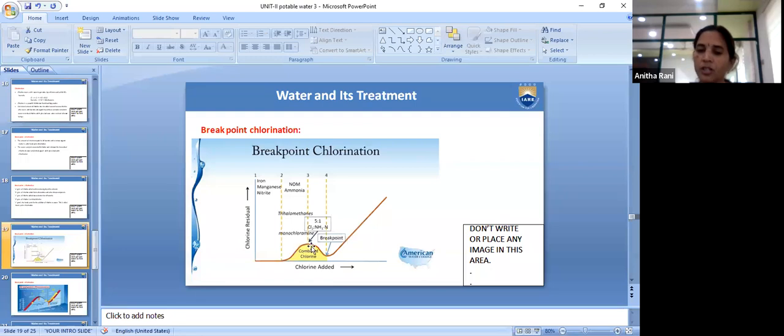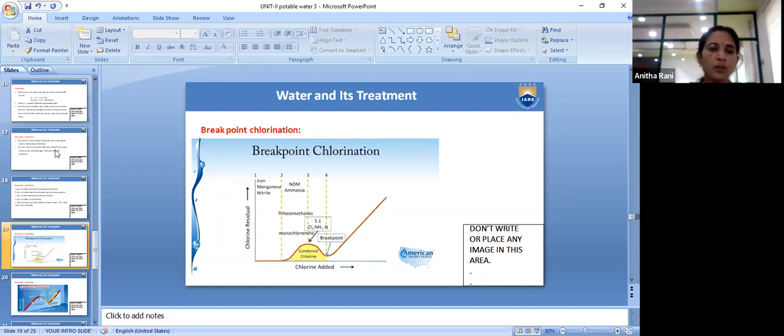Then after that, you can see the curve is increasing because the chlorine is reacting with ammonia present in water. Up to 3 grams, it oxidizes all reducing impurities. After that, when you are adding 4 grams, 5 grams, 6 grams, the curve is increasing. Why? The chlorine is reacting with the ammonia present in water and forming chloramines. Chloramine is a powerful disinfectant.